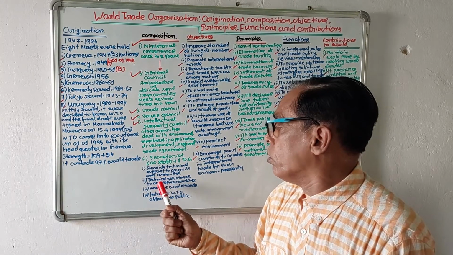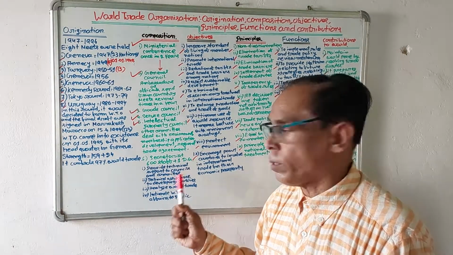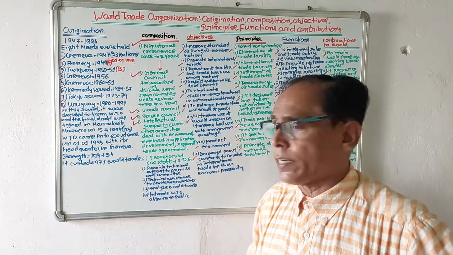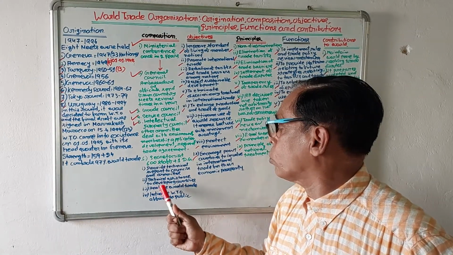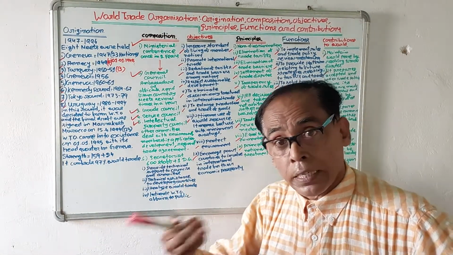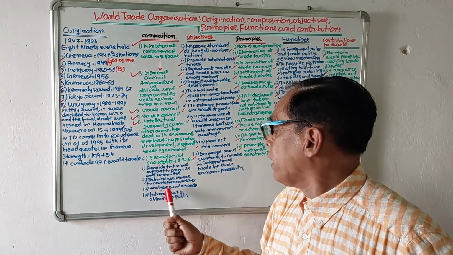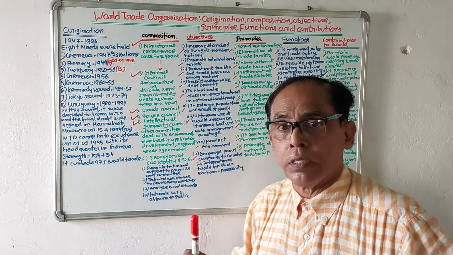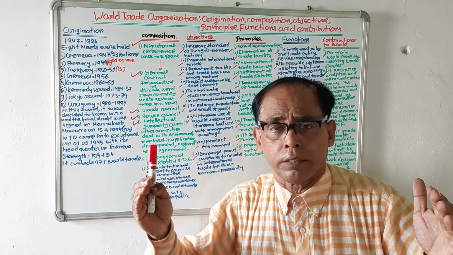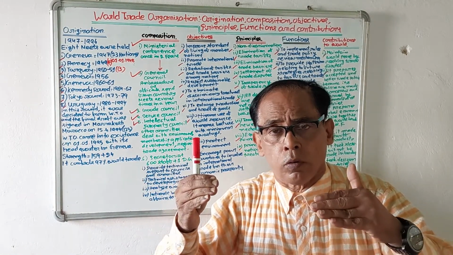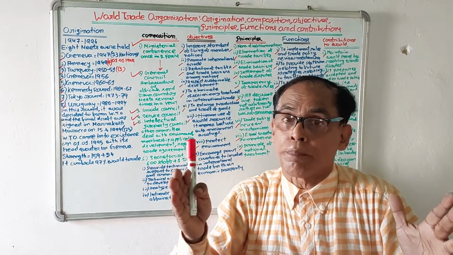Number 2, committees and the council. Another function of the secretariat is to give technical assistance to developing countries. Number 3, analyze world trade. It analyzes the information relating to world trade.